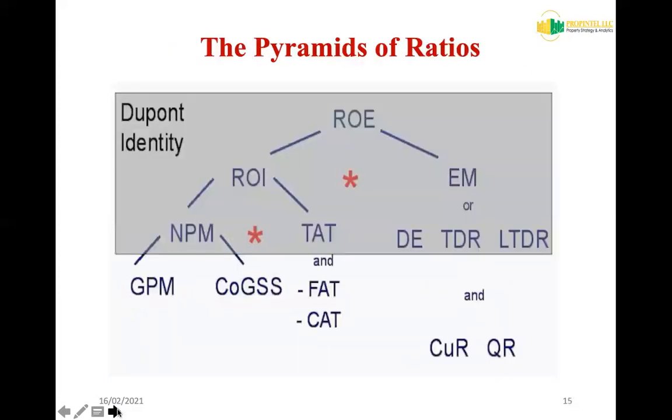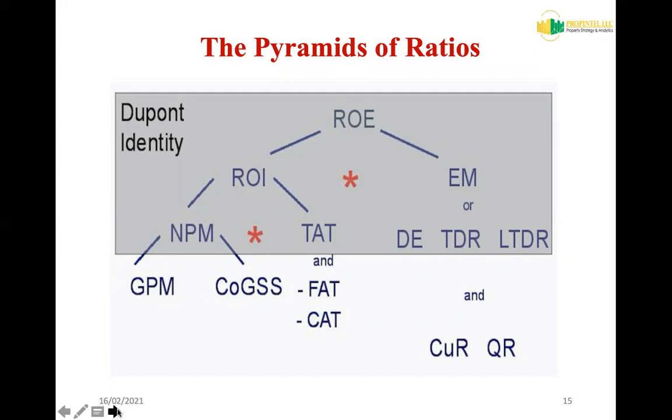Before we delve in to look at the specifics of these 5 different types of financial ratios, I want us to look at something called the DuPont identity or the DuPont analysis. The DuPont analysis actually provides us with a pyramid of all the financial ratios, particularly relating to how the return on equity of a company may be computed.